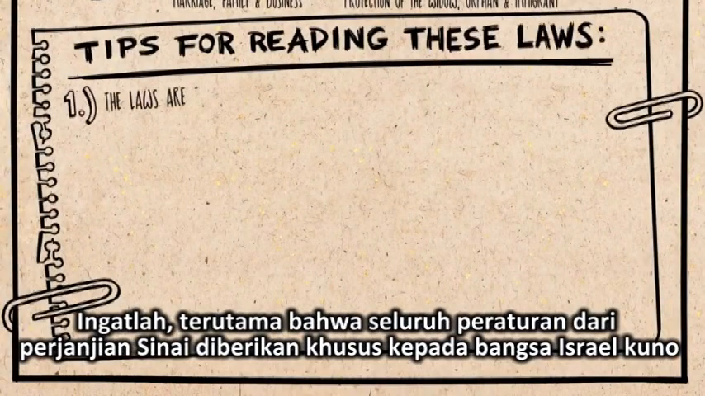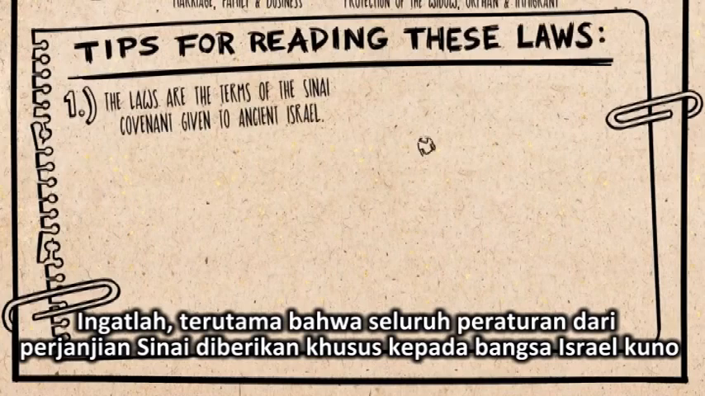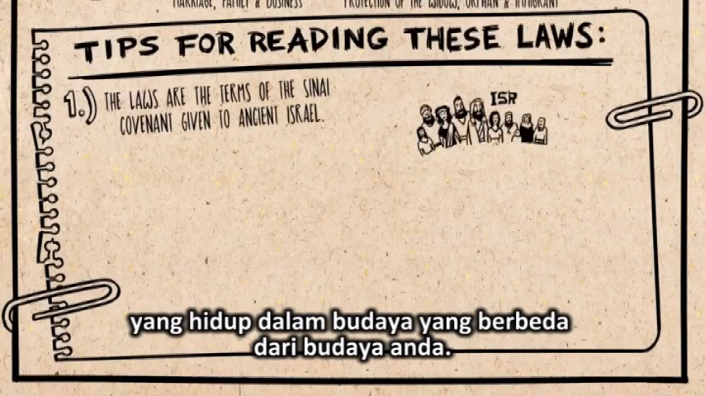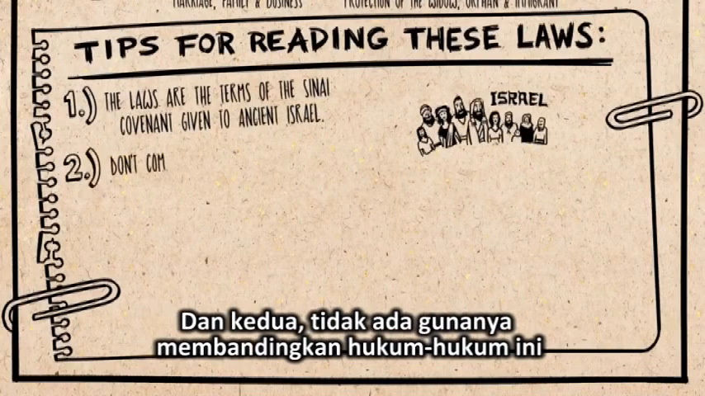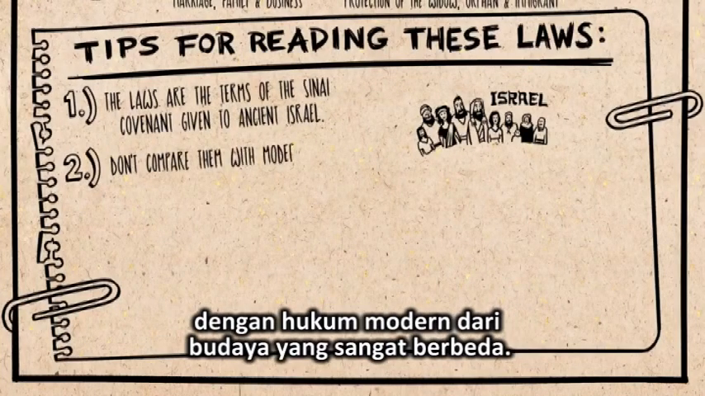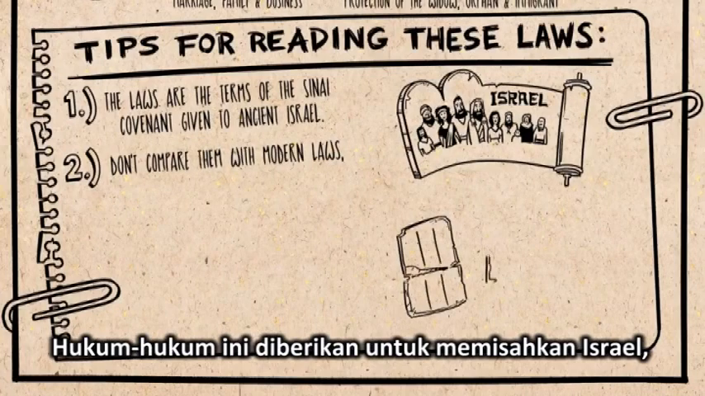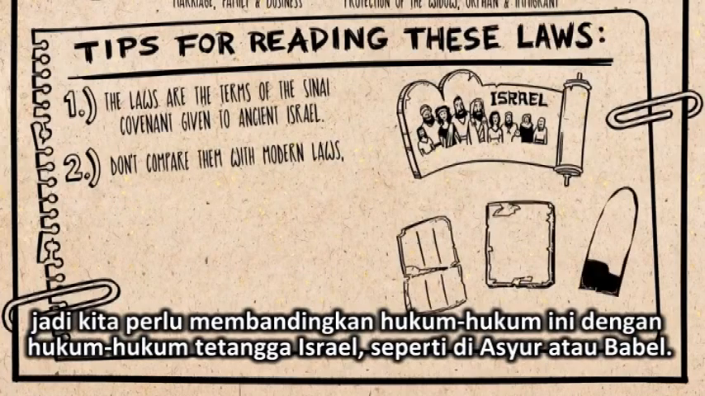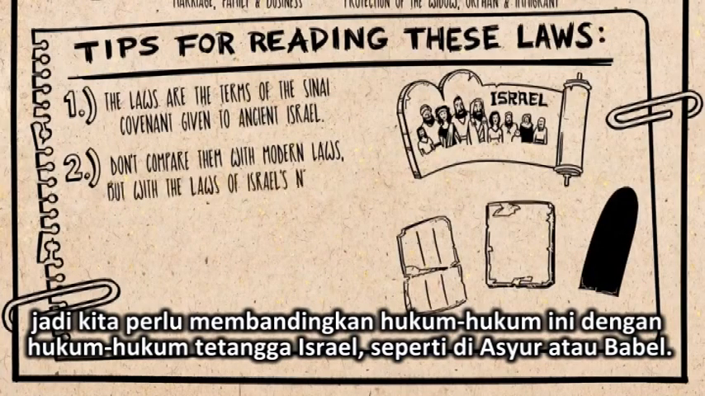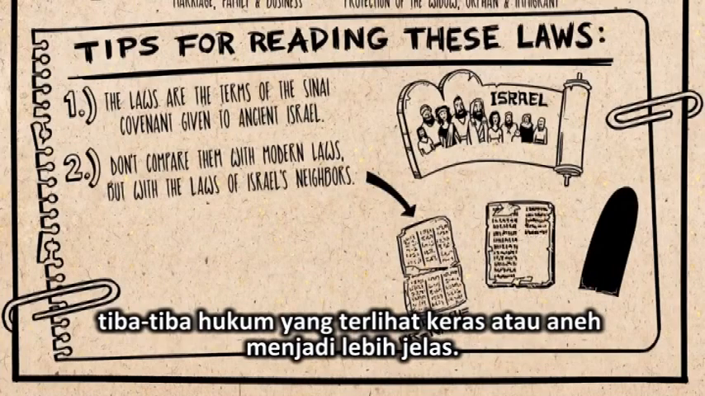Remember, first of all, these are the terms of the Sinai covenant given specifically to ancient Israel, living in a culture that's very different from yours. And so, two, it's not going to be helpful to compare these laws with modern laws from a very different culture. Rather, these were given to set Israel apart. And so we need to compare these laws with those of Israel's neighbors, like in Assyria or Babylon. And when you do that, all of a sudden laws that seemed harsh or bizarre become much more clear.